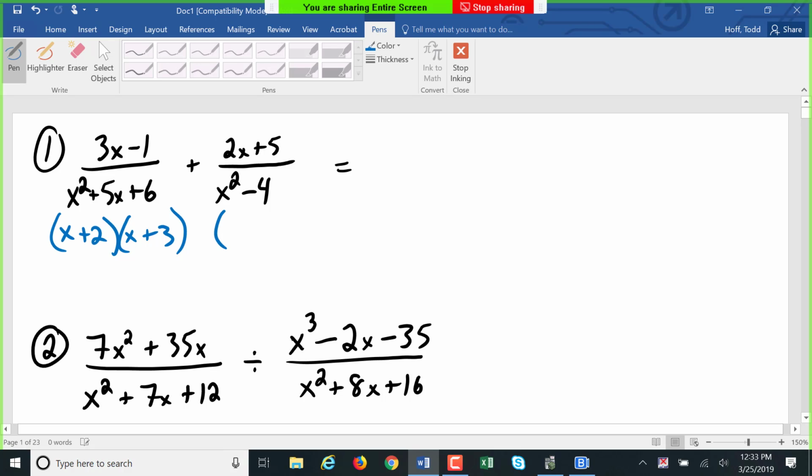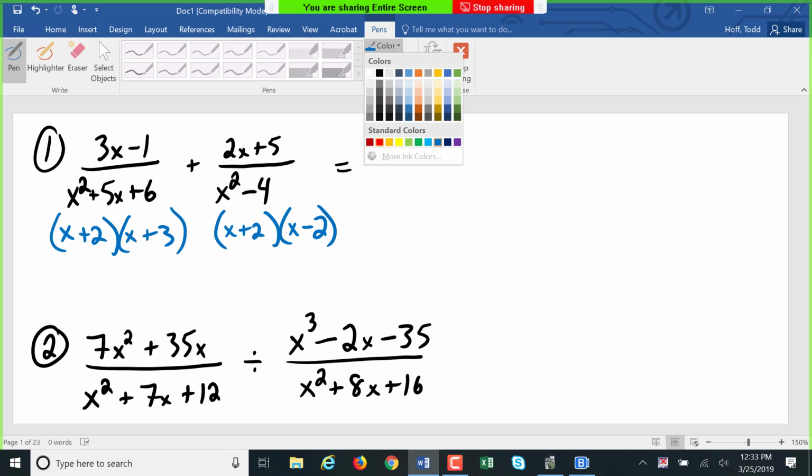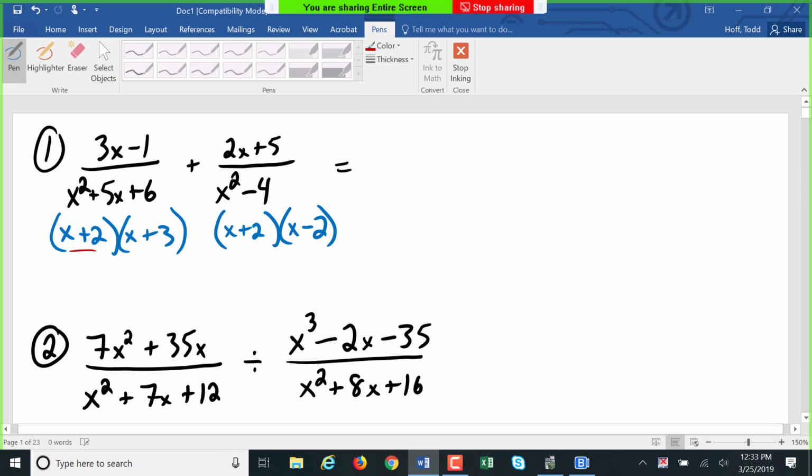x squared minus 4 becomes x plus 2 and x minus 2. Okay. It's a sum and difference product. So both of these have x plus 2 in them. This one has x minus 2. This one needs to have that. So we multiply by x minus 2 on bottom and x minus 2 on top.